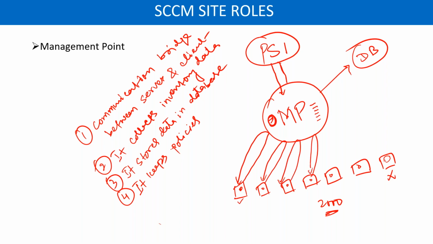So it keeps on doing it. From the management point, it's going to get all the policies and apply them to the devices. So it keeps all the policies. Google Chrome is a policy. Software updates, let's say you have to deploy software updates to 2000 computers, or 1000 computers, you have to deploy an operating system. All these policies are kept here for all the computers. The clients installed on the computers will always go and get the policy.